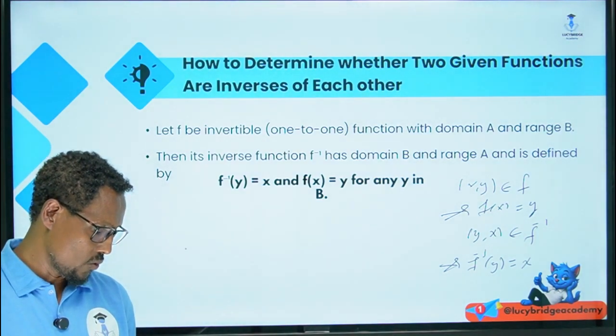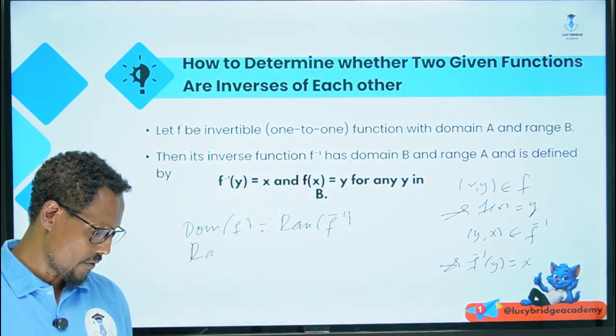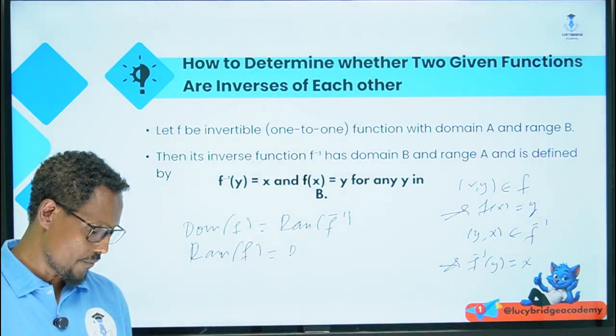And we have also seen that the domain of f is equal to the range of f inverse, and the range of f is the domain of f inverse.